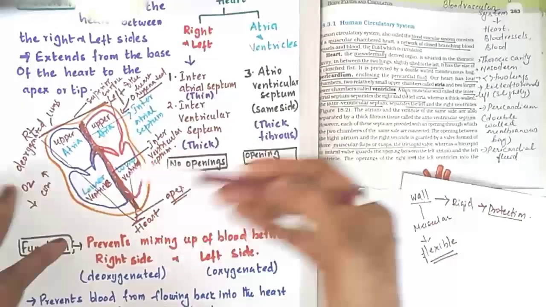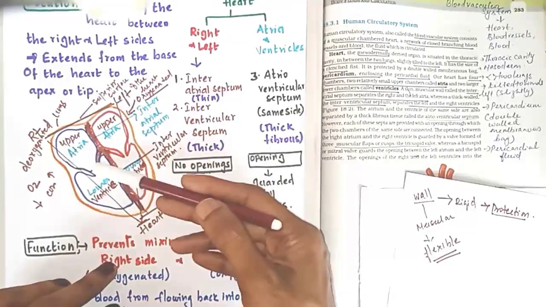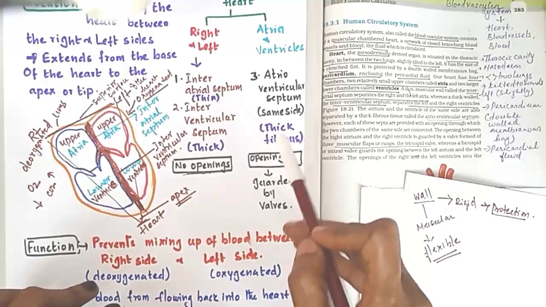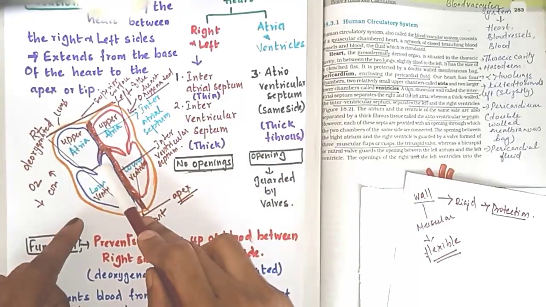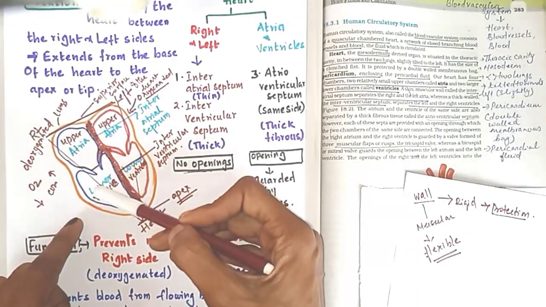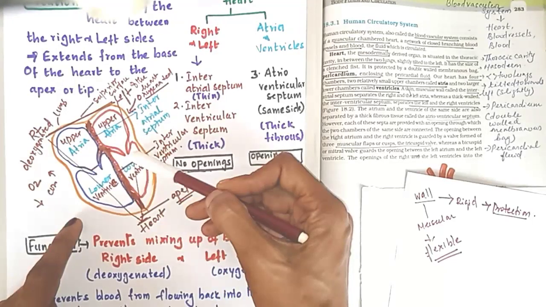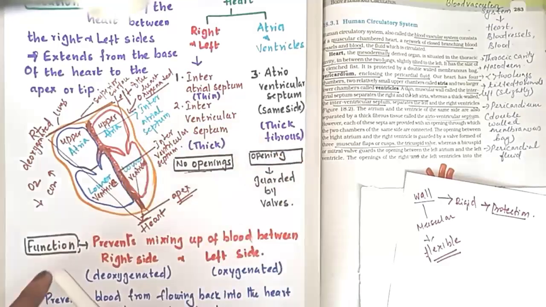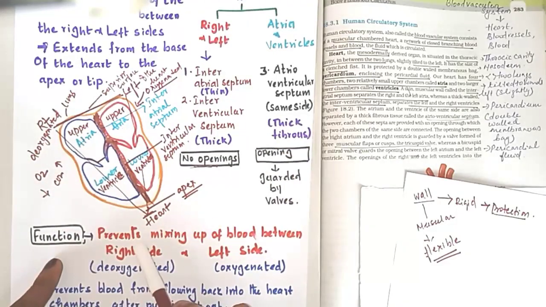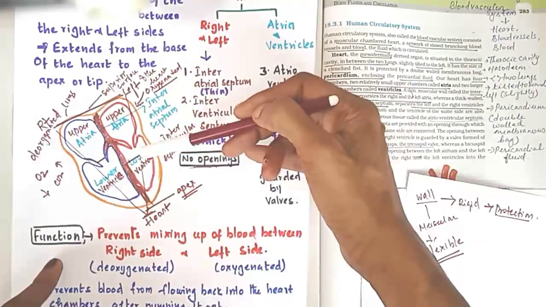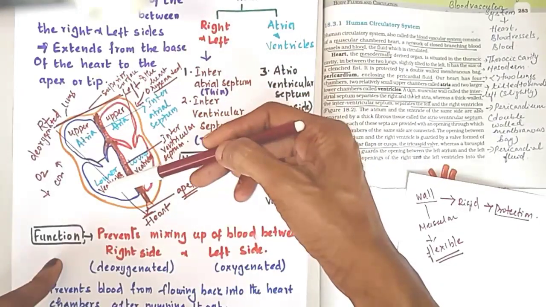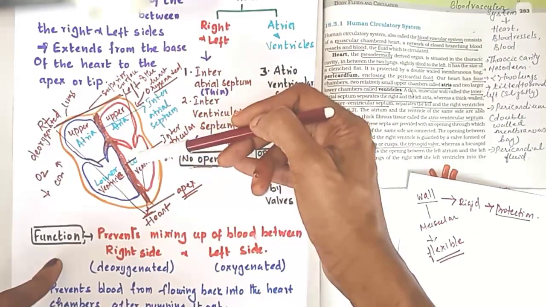Okay, so in between the atria and the ventricles you have the atrioventricular septum. This is a thick fibrous tissue. It has an opening which is guarded by valves. On the right side you have the tricuspid and on the left side you have the bicuspid or mitral valve. The important function of septum is to prevent mixing up of blood between the right side and left side, that is, preventing mixing up of deoxygenated and oxygenated blood.